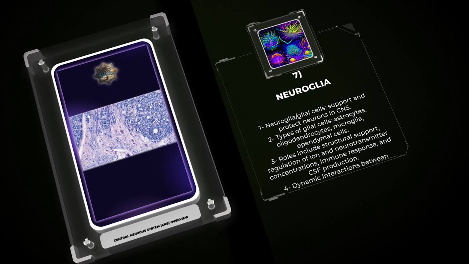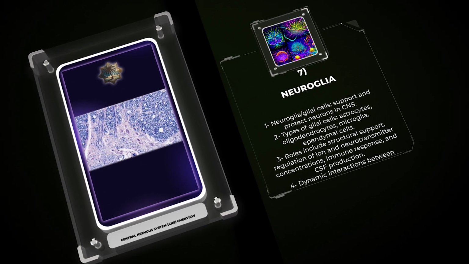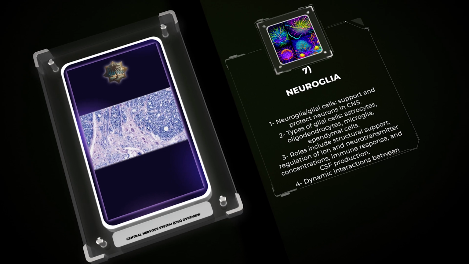Astrocytes provide structural support, regulate ion and neurotransmitter concentrations, and participate in the blood-brain barrier formation. Oligodendrocytes, in turn, produce myelin, a fatty substance that wraps around axons, providing insulation and enhancing signal transmission efficiency. Microglia are the resident immune cells of the CNS, performing immunological surveillance and phagocytosis. Lastly, ependymal cells line the ventricles and play a role in producing and circulating CSF.